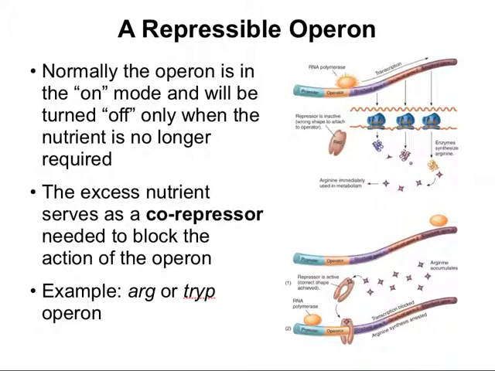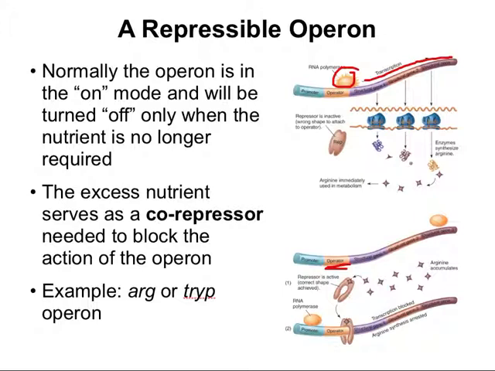In this case, the operon is usually on, which means that there's no repressor bound to the operator sequence. Means that RNA polymerase can jump onto that sequence and transcribe the structural genes. In this case, the structural genes end up in the production of these certain amino acids. When these amino acids are being produced, they're consumed, and so there is no excess.